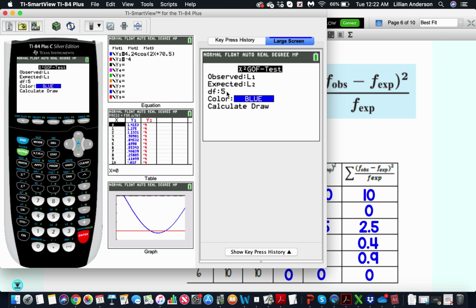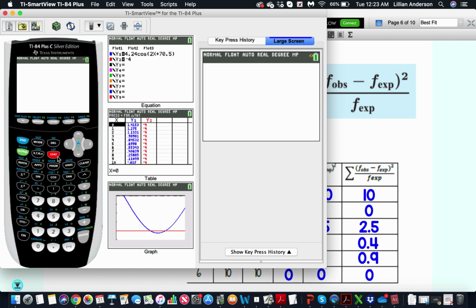You may have to type in your degrees of freedom depending on your calculator. So all you do is click enter, and then type in 5 to get your degrees of freedom. Then you go to calculate, and you have your chi-squared and your p-value. Now, remember when we calculated the chi-squared, it was 13.8. So that must mean that I must have done something wrong.